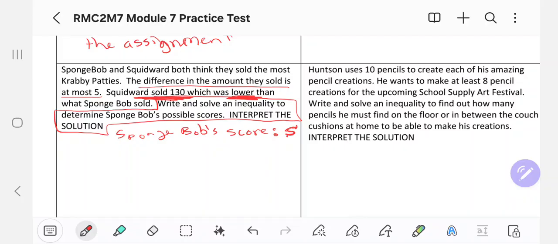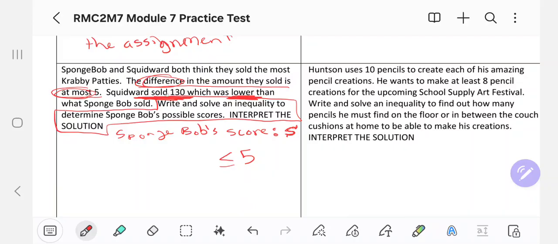Just like for finding the difference in our height, you'd take the taller person minus the smaller person. Okay, so let's start with, well, we have to circle some important information. I got "at most 5." I got "difference," right? That means we're subtracting. Okay, so let's put it into an inequality. At most means less than or equal to 5.